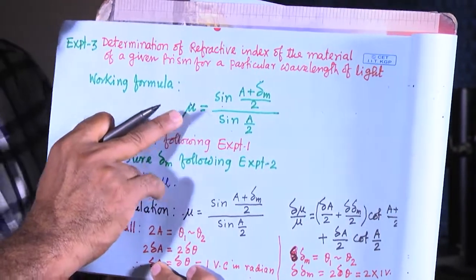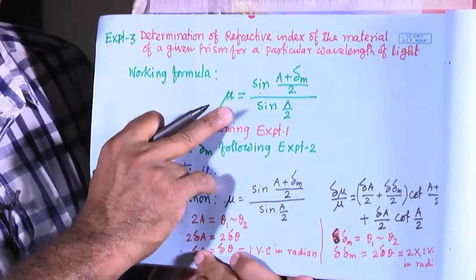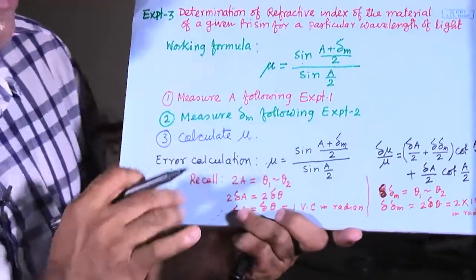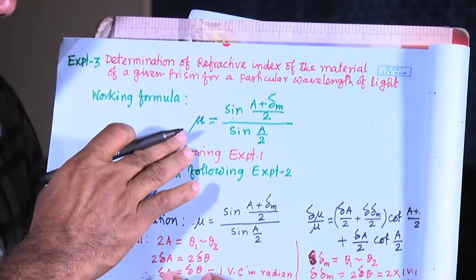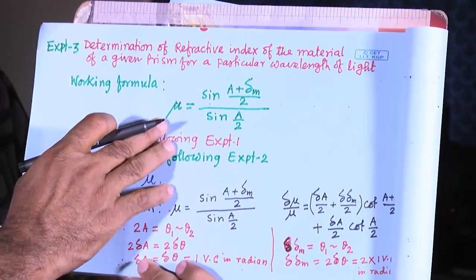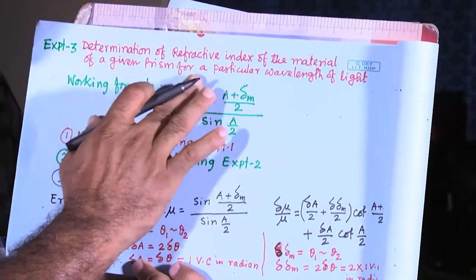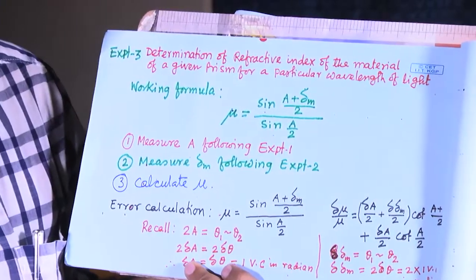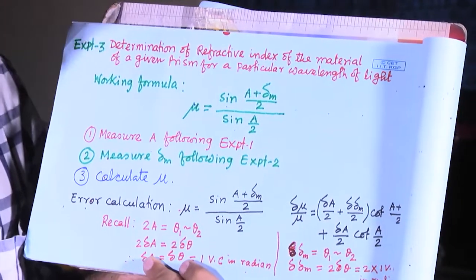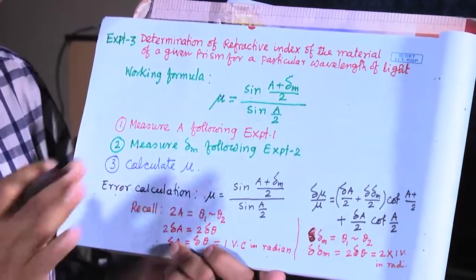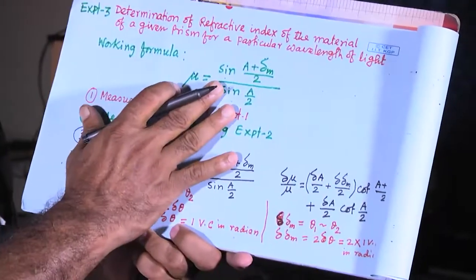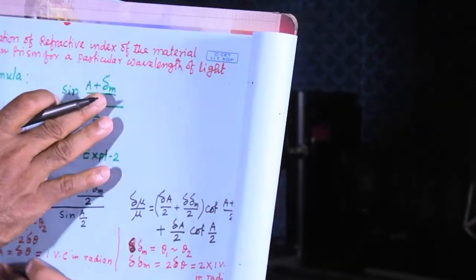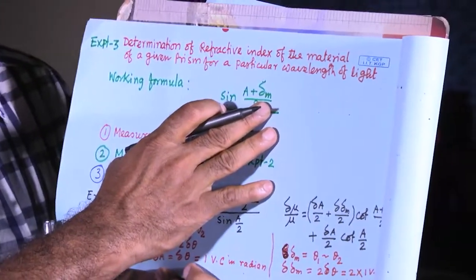So that's why this mu, the refractive index, or n, earlier I used n, so here also you can use n anyway, I have used mu here. This refractive index is a function of wavelength, so we have written it for a particular wavelength of light, in this case the sodium D1 line, and the wavelength is known to us. So for this wavelength, what is the refractive index? This is the working formula. Experimentally we have to measure the angle of the prism and the angle of minimum deviation.